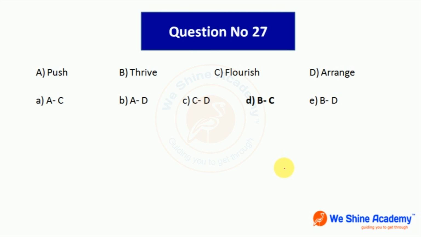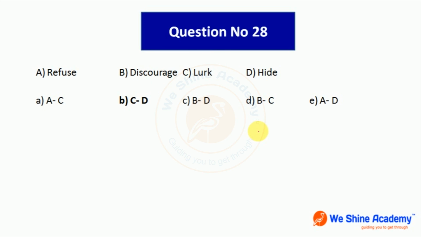Question 27. Push, thrive, flourish, arrange. Thrive has the meaning of flourish. These two words are similar in meaning. Answer is option D, B to C. Question 28. Refuse, discourage. These two words are so different. Lurk. Lurk is nothing but hiding. So these two words are similar in meaning. Answer is option B, C to D.